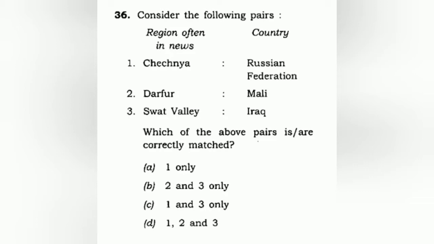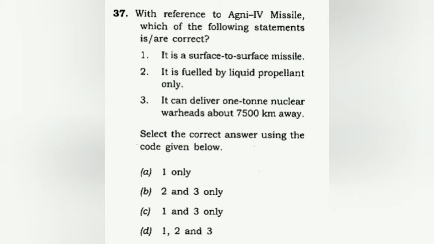Now let's move into our next question for today's video. The question is over science and technology, that is with reference to Agni 4 missile, which of the following statements is or are correct. So the first option is, it is a surface-to-surface missile, it is fueled by liquid propellant only, and it can deliver 1-ton nuclear warheads about 7,500 km away. So this is how you need to know about the missiles, its features and everything, because yes, that can also be a legit question which can be there in a UPSC paper.